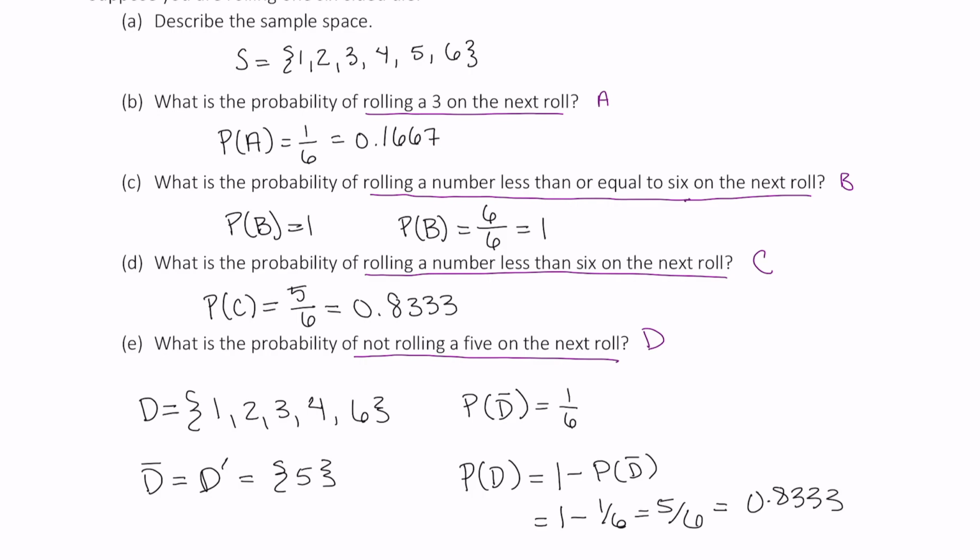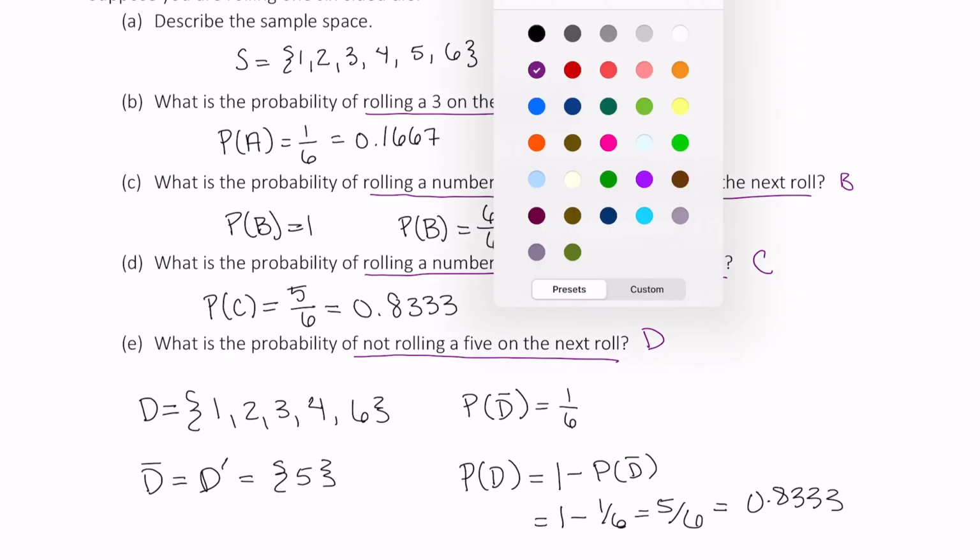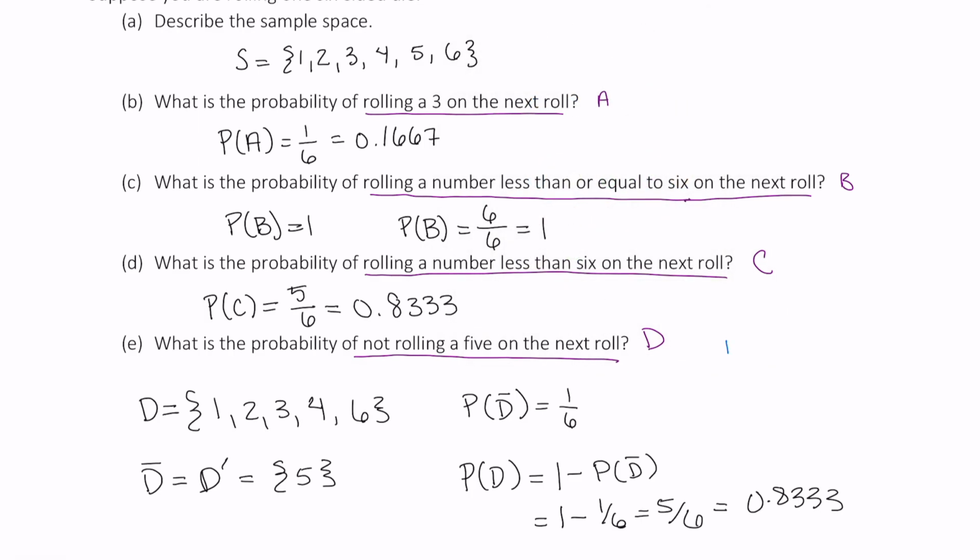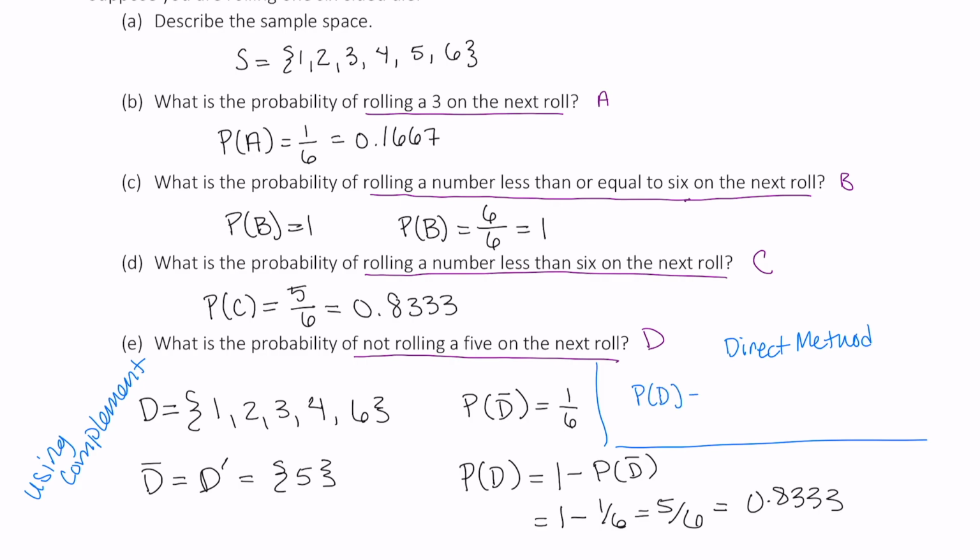The other method you could do this is directly, and I'll do this in blue here, so direct method. And here is using complement. And so our direct method, the probability of D, is count the number of successful outcomes on top. There are 1, 2, 3, 4, 5 of them. And in the bottom, we have all the possible outcomes of the sample space, which is 1, 2, 3, 4, 5, 6 of them. And we get the same answer.